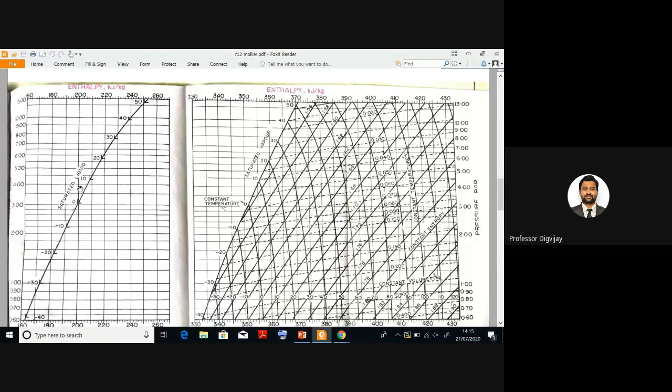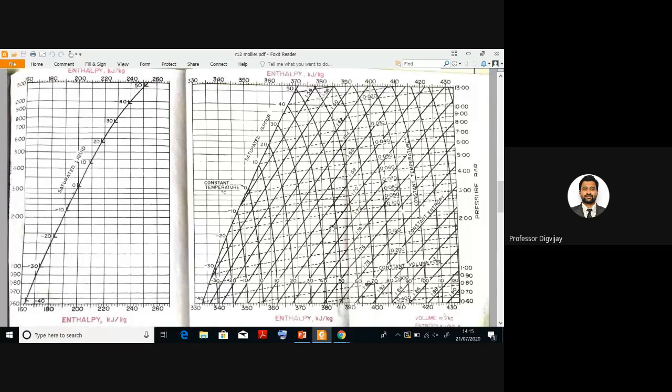So this is about the left side. If I come to the right side, I just showed you the vertical lines, those are constant temperature lines. The inclined lines are the constant entropy lines, and the dashed lines are nothing but constant volume lines. So we have constant volume lines, constant entropy lines, and vertical constant temperature lines.